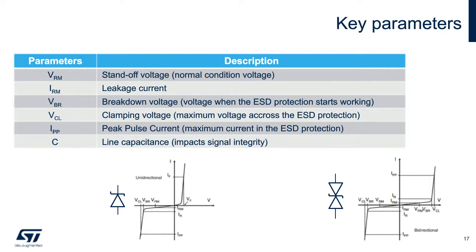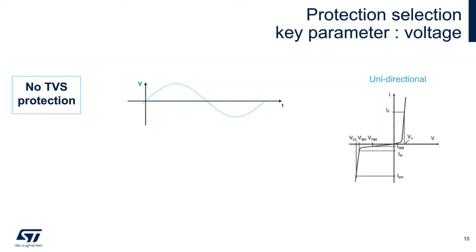Here is the principle of transient voltage suppressor, also called TVS. Keep in mind that ESD protection is a subclass of TVS. Let's consider an electrical signal in blue. This is a voltage curve function of time without TVS. Unfortunately, at a voltage higher than destruction value, the system fails.